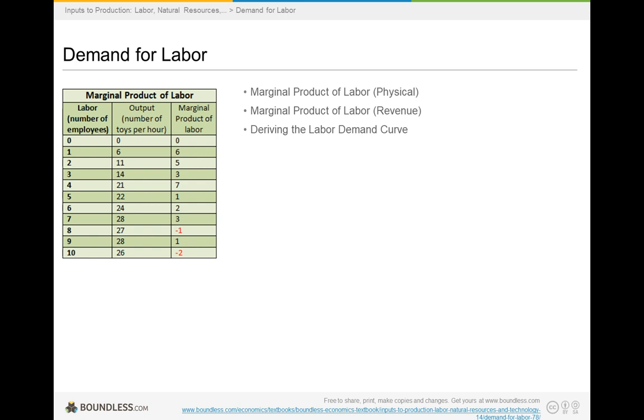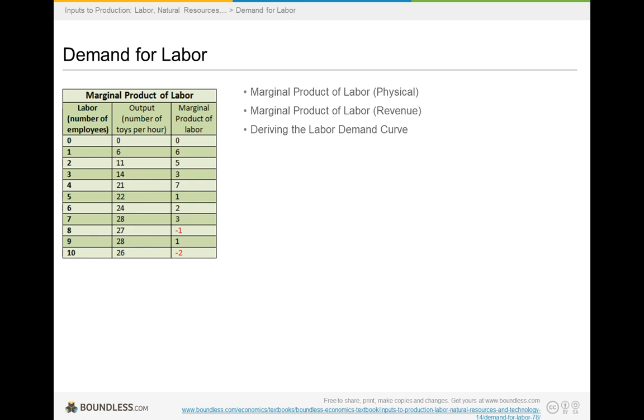So the marginal product of labor, or the marginal revenue product of labor, or MRPL, is the change in revenue that results from employing an additional unit of labor, holding all other inputs constant. And so the question is, how much is hiring this additional person going to change the overall revenue? And we can calculate that marginal revenue product of labor by calculating the change in total revenue divided by the change in labor.